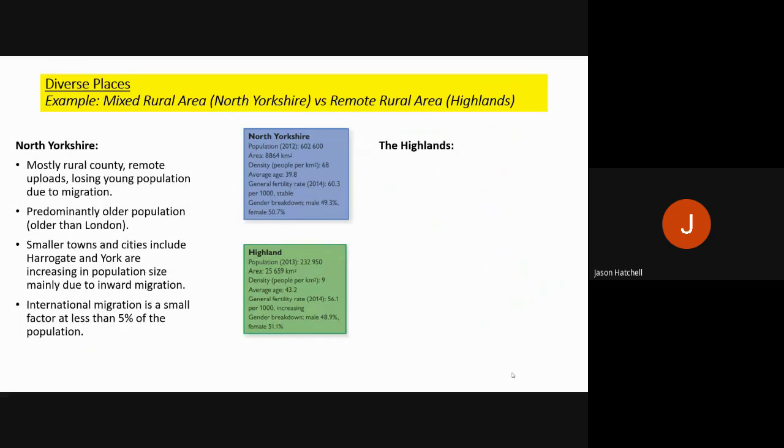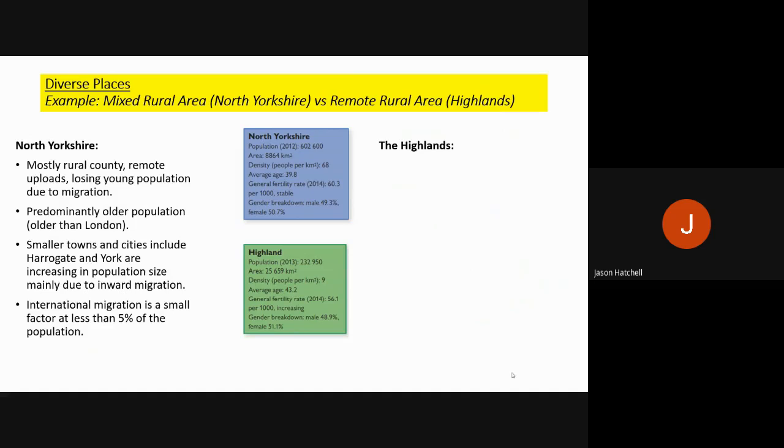It has got some smaller towns and cities, including Harrogate and York, and they're increasing in population size due to people moving into those areas from the surrounding more rural areas in North Yorkshire. But international migration doesn't really have much of an impact on North Yorkshire, and particularly places like Harrogate and York, and it makes up less than 5% of the total population. So that's a mixed rural area, which has a mixture of very rural and remote places, but also towns and cities.